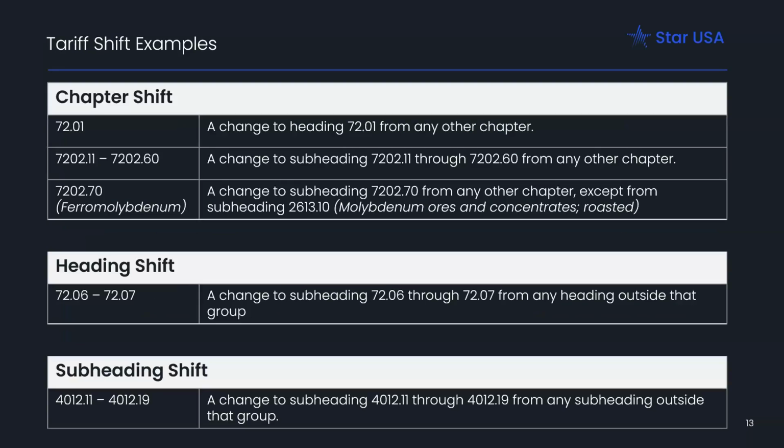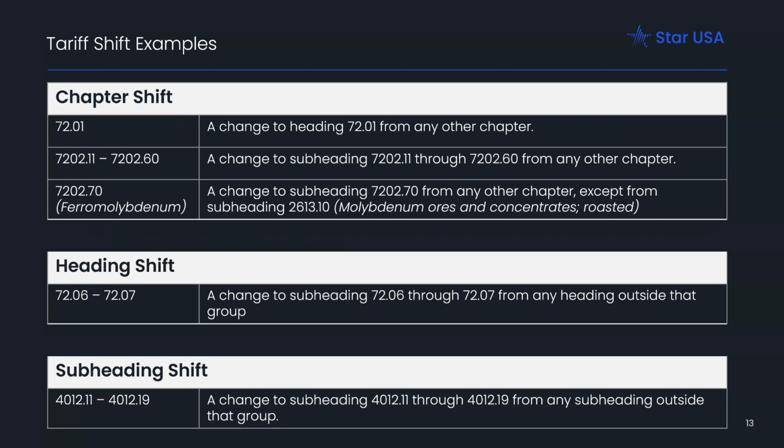And so we're going to take a look at some of the tariff shift examples that exist. I've got them broken up into 3 segments here: chapter shift, heading shift, and subheading shift. And these can be represented in the USMCA in different ways. Here are 3 examples for chapter shift. We can have something as simple as a change to heading 7201 from any other chapter. If it's not chapter 72 and it becomes chapter 72, then it is said to have met the shift.